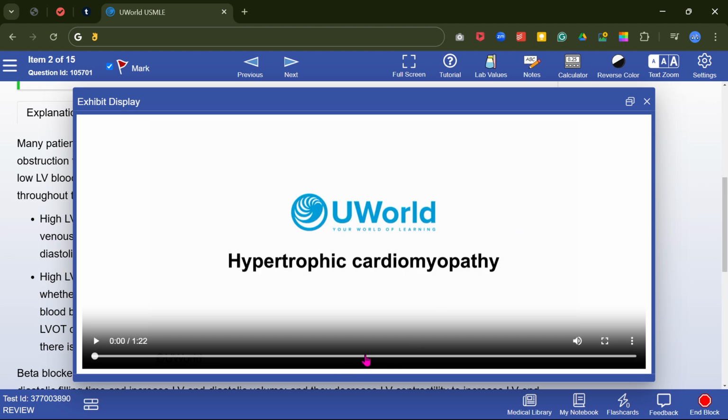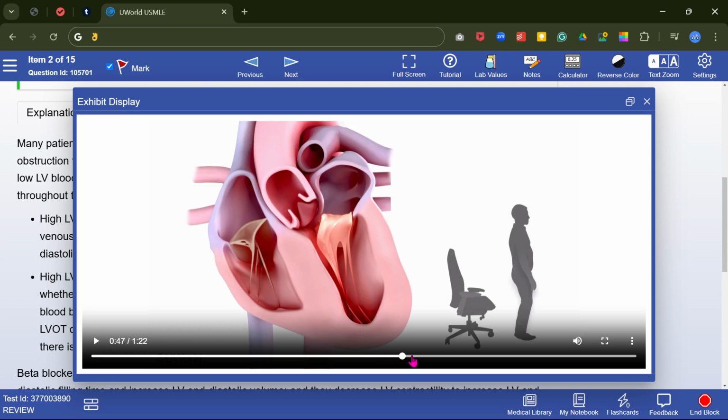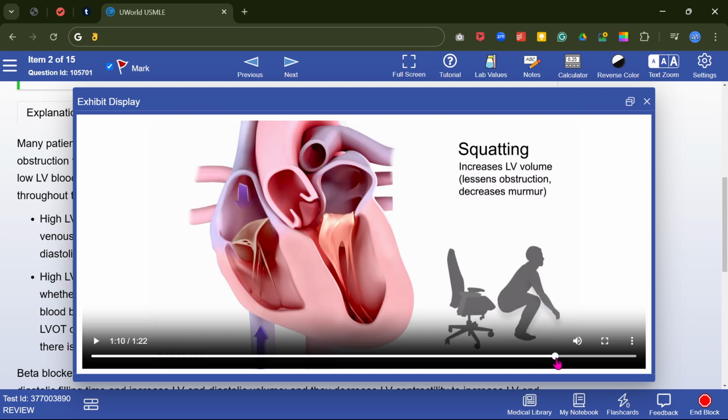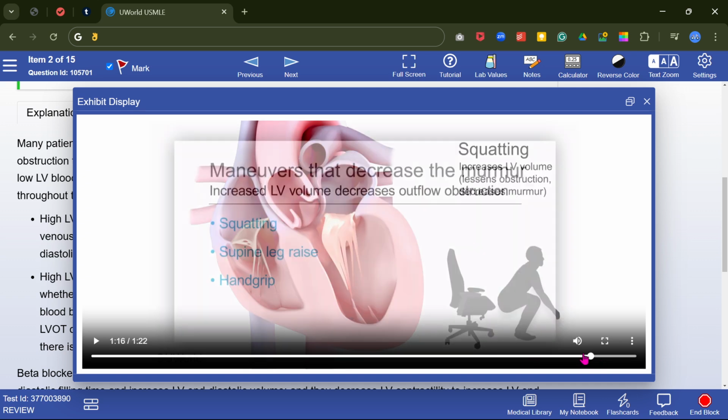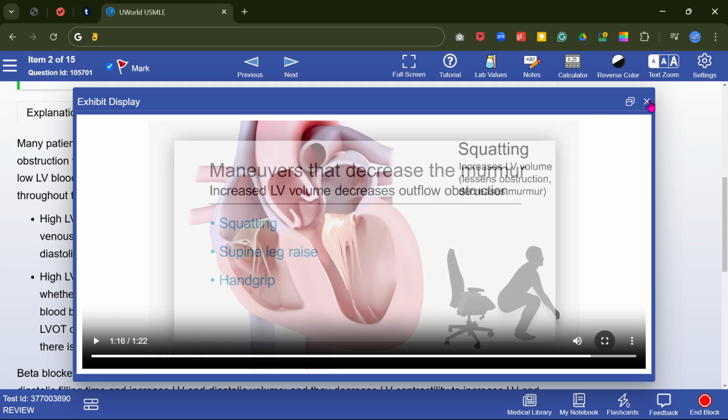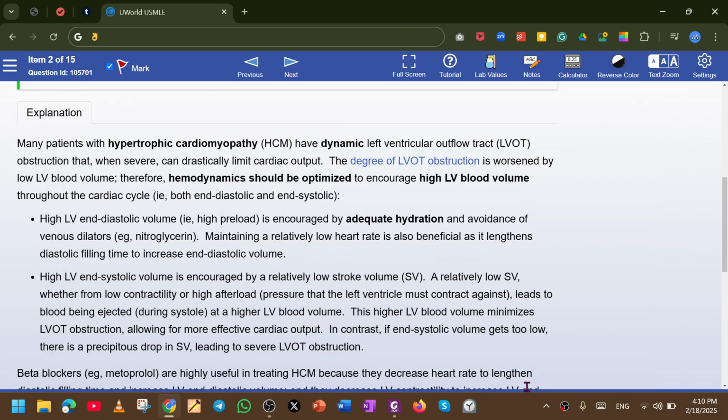What are the maneuvers that increase the murmur? Maneuvers like standing and the Valsalva strain phase increase the murmur: they decrease left ventricular volume and increase obstruction. But squatting, supine leg raise, and hand grip decrease the murmur. Okay, that's all.